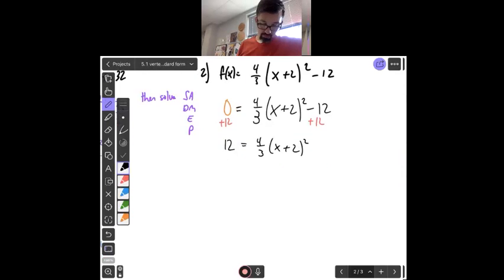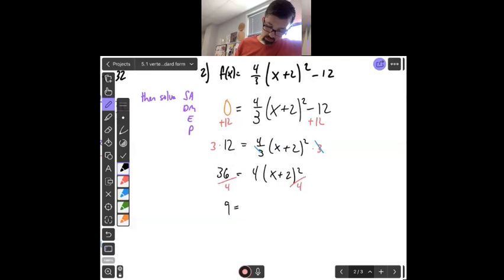Multiply by 3. So 36 equals, right? Why did we multiply by 3? To cancel the 3 that was dividing. So we still have 4 times x plus 2 squared. What's next? Divide by 4, right, Jordan, right, Victoria? So we get 9 equals x plus 2 squared, because that just canceled that.